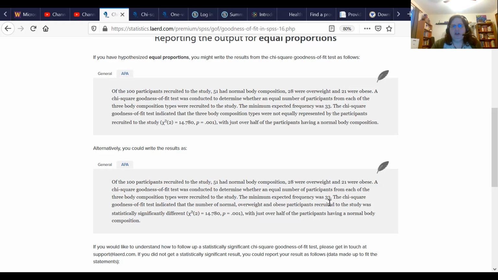Here, the chi-square goodness of fit test indicated that the number of normal, overweight, and obese participants recruited to the study was statistically significantly different. And then it goes on the same way, with just over half the participants having a normal body composition. Okay. Either's acceptable. I like the second better. I do. And it's honestly, I think, a little bit of personal preference here. But either's perfectly fine.